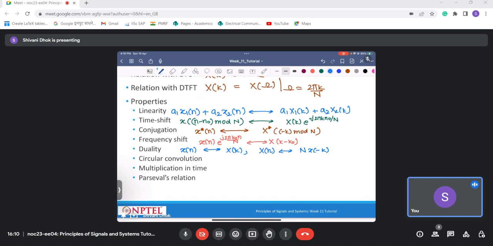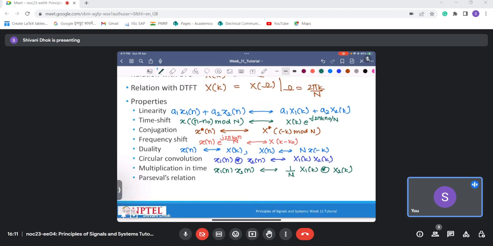Then we have the circular convolution property. If in the time domain I circularly convolve two finite duration signals, then this will lead to X1[k] into X2[k], simple multiplication in the frequency domain. If I have multiplication in the time domain, that is x1[n] into x2[n], then this will have DFT as 1 by N X1[k] circularly convolved with X2[k].